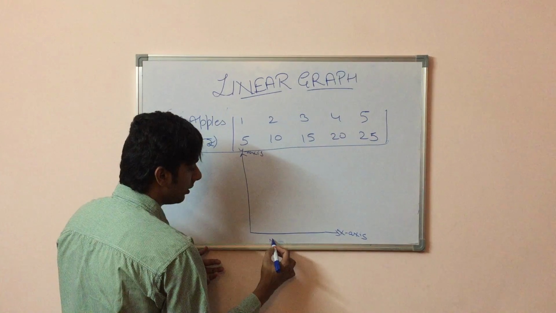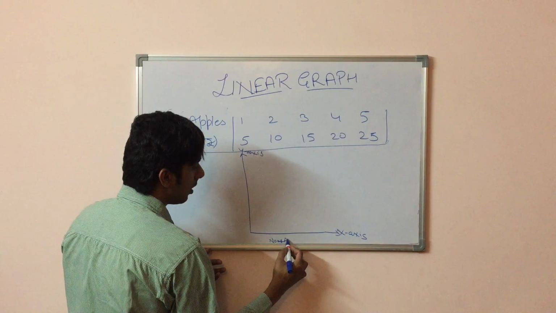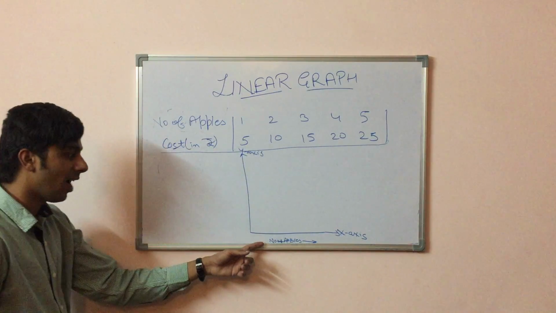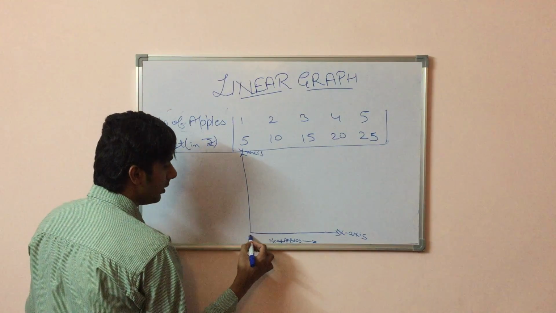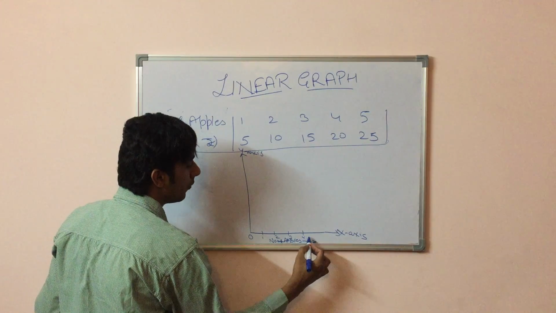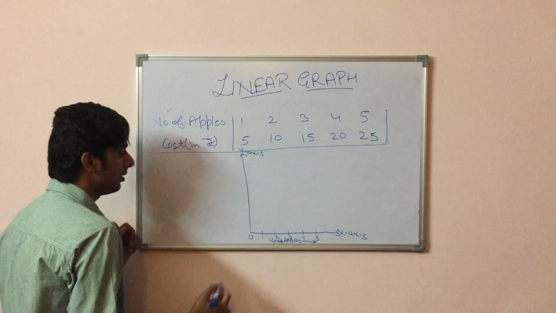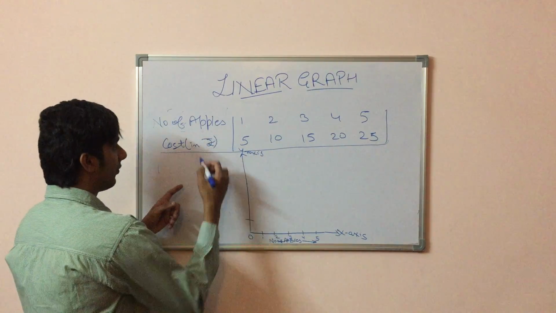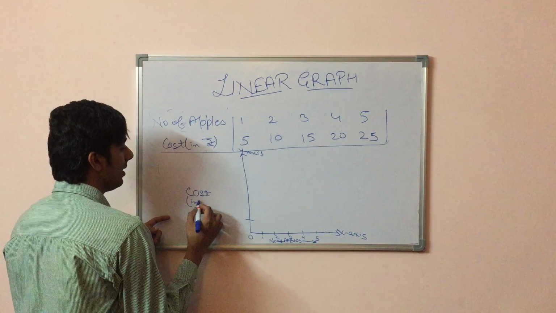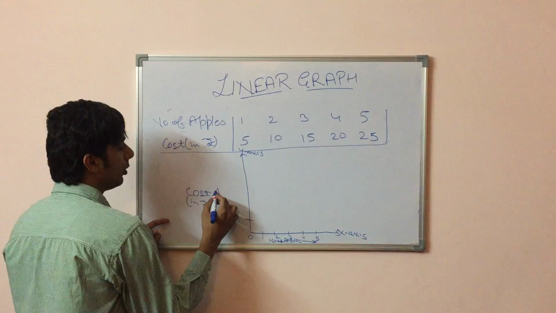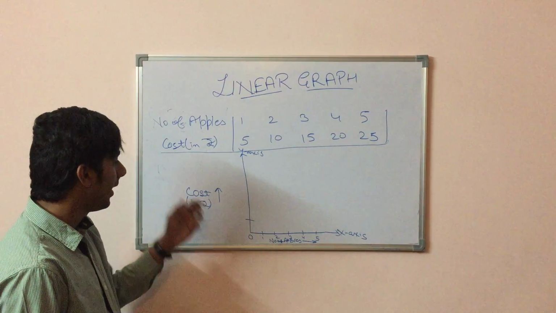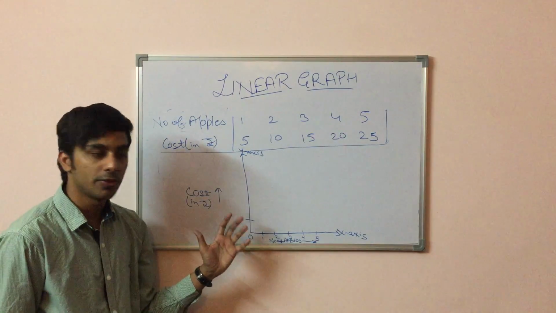We are taking the number of apples on the x-axis: 0, 1, 2, 3, 4, 5, right? And on the left-hand side, we are taking the cost in rupees. This is how you have to represent it. On the x-axis we take the number of apples, and on the y-axis we take the cost, right?